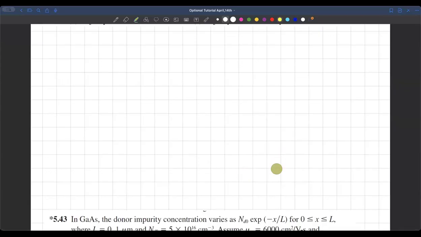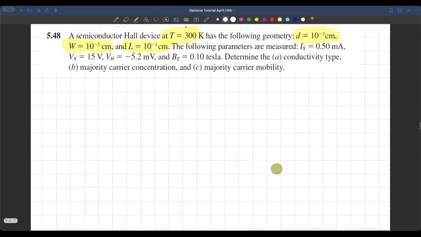Okay. Let me check. Okay, so you have a semiconductor device, the dimensions are given. The following parameters, Ix, fine. You have those values. You'll probably be needing the formulas. It is equal to this. VH is equal to this thing, which means it's going to be okay.